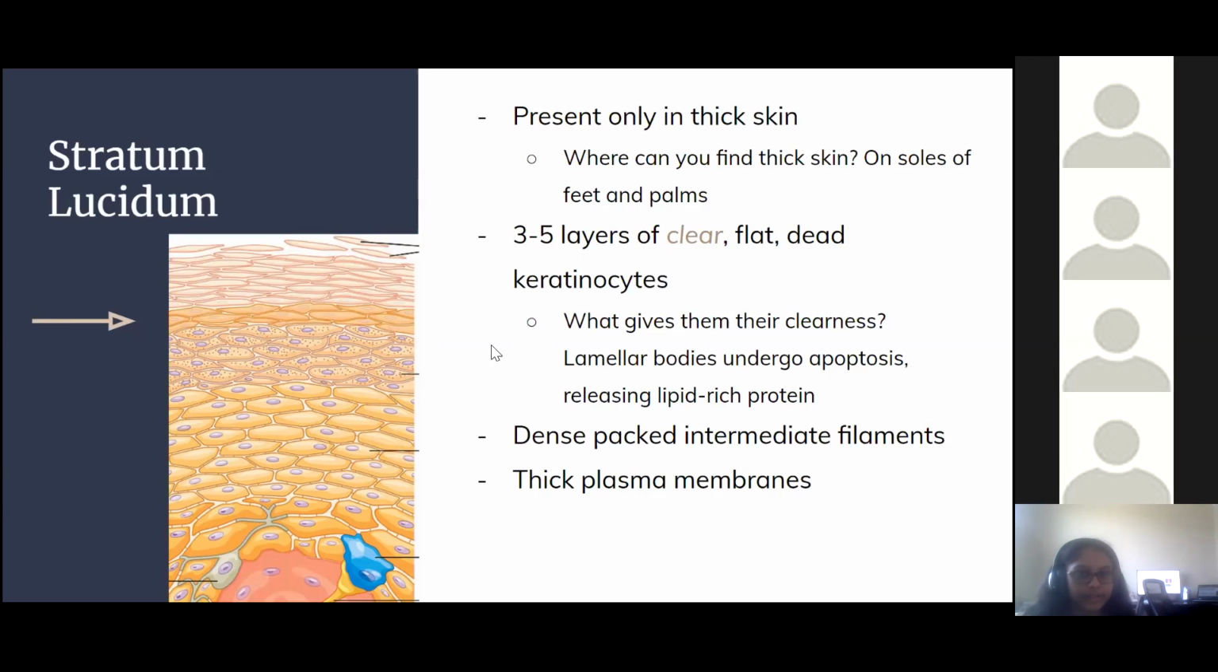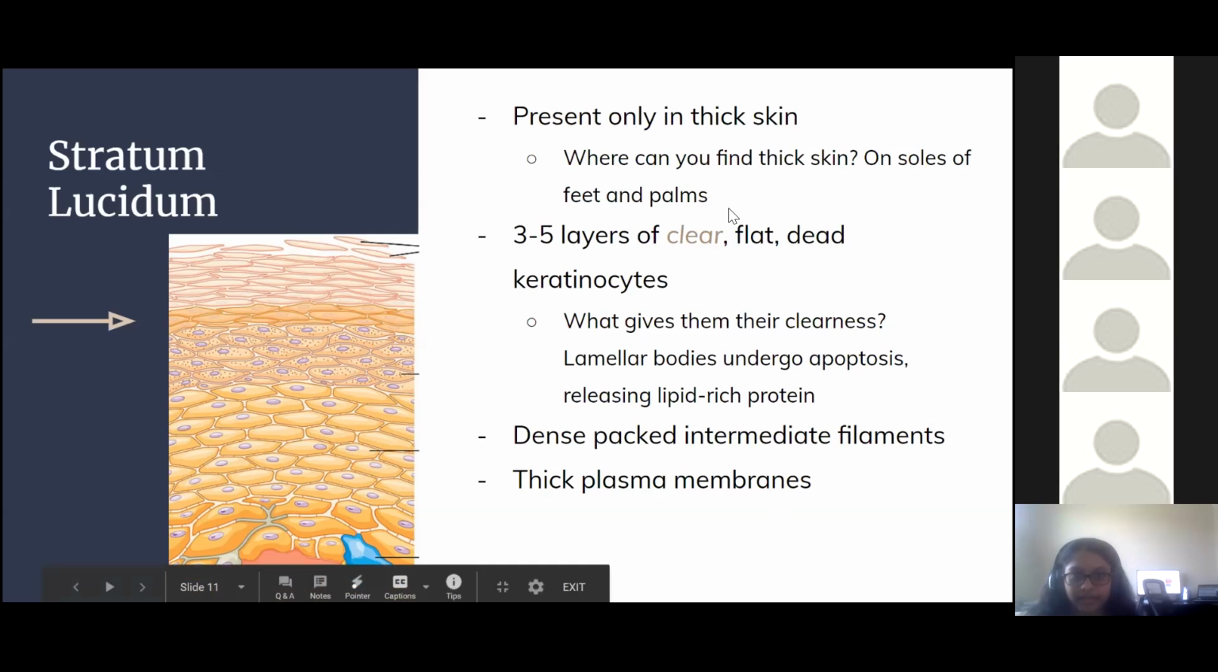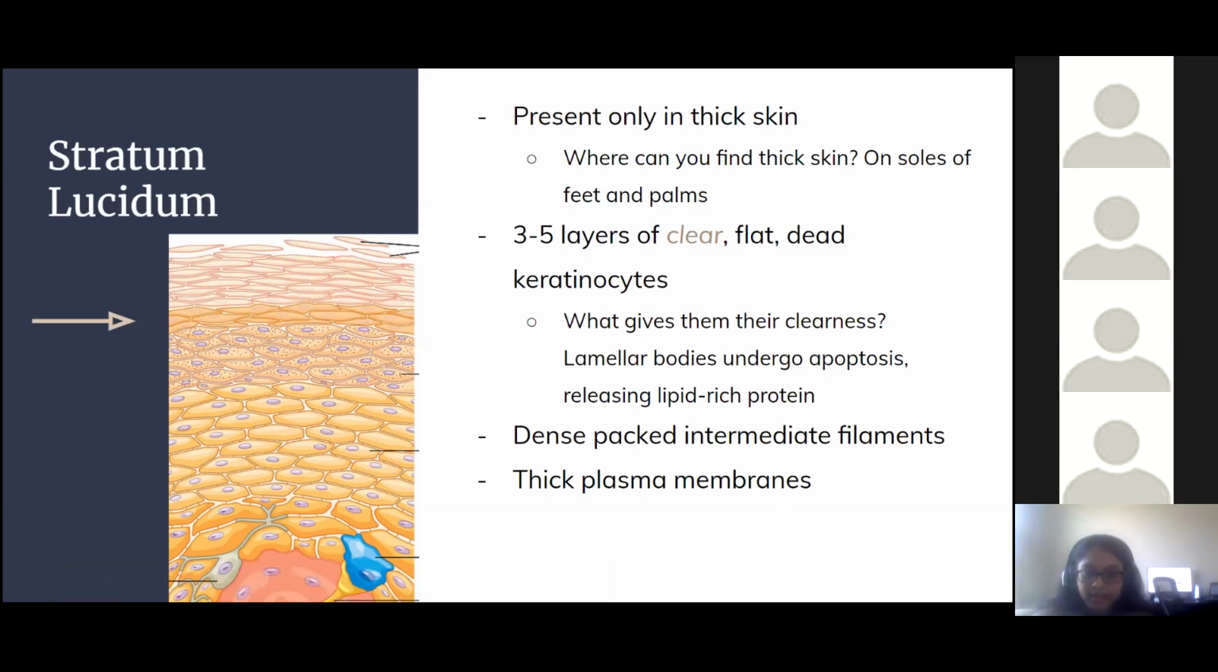So an interesting fun fact is that this is also the reason why your lips are reddish in color, because there's a lot of eleidin. So it's very clear and it actually shows the blood vessels from underneath. Okay, I'm gonna move on. Eleidin, that's the spelling.